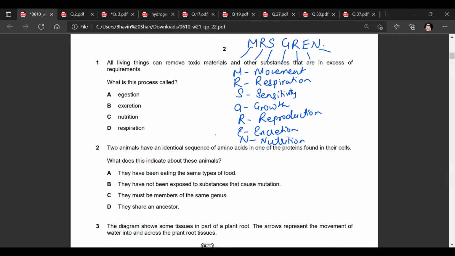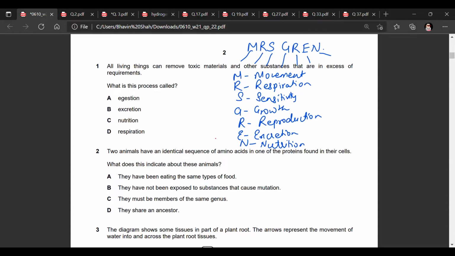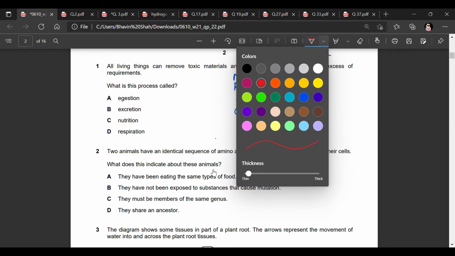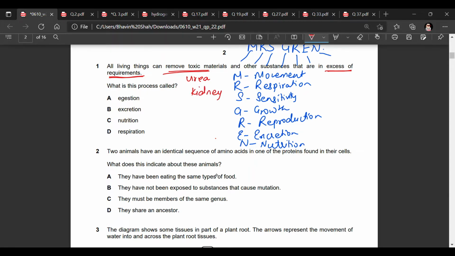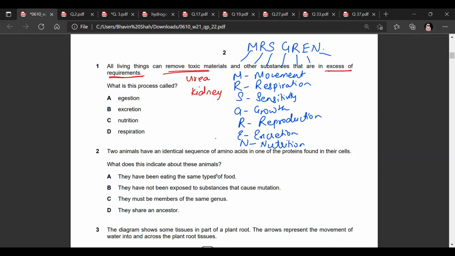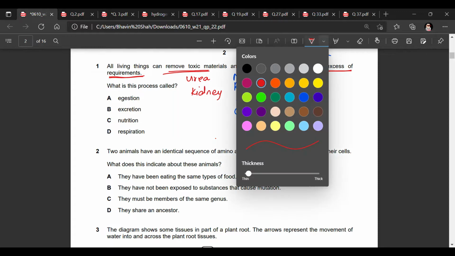All of the definitions are provided to you in the IGCSE syllabus. Understanding the definition, we are looking at the highlighted keywords over here. So the keywords that we are going to look out for are to remove toxic materials which are in excess of requirements. Which substances will be toxic? Something which is going to affect the pH of the blood or the temperature of the body is considered to be toxic. So generally when we talk about toxic products, we refer to urea, creatinine, uric acid, etc. So throwing out urea is done by the kidneys and the process is called excretion. So according to that, we are going to mark our answer, which is going to be option B.